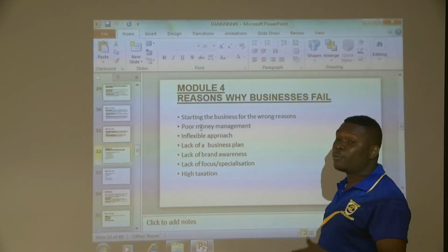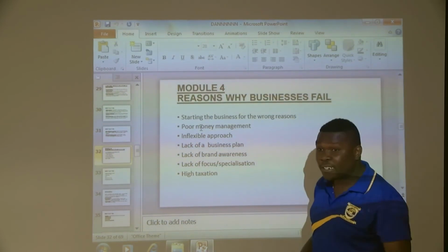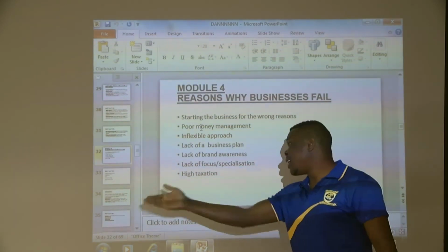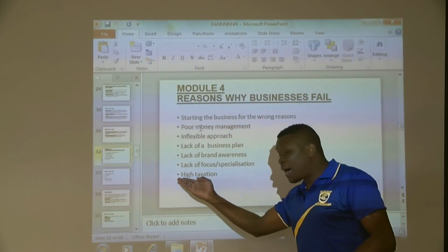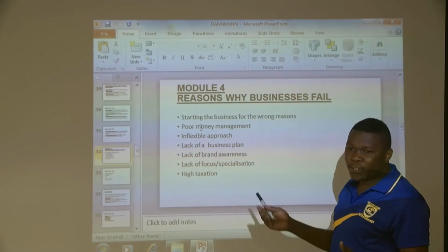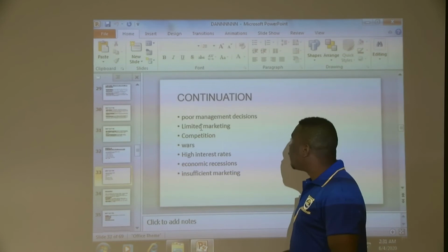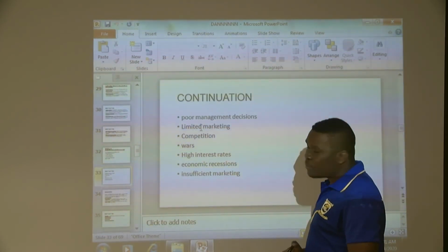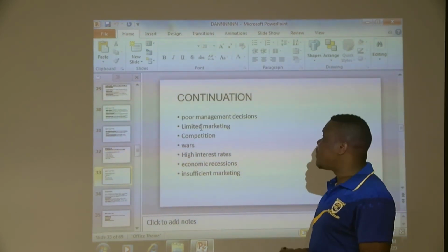Then high taxation. This high taxation usually comes in terms of the taxes that you have to pay to the municipal administrators. Whenever they come, they want these certificates that show you are complying with SARS. However, if you don't have the ability to pay the taxes, that means you are technically being kicked out of the business, and the business here henceforth fails.